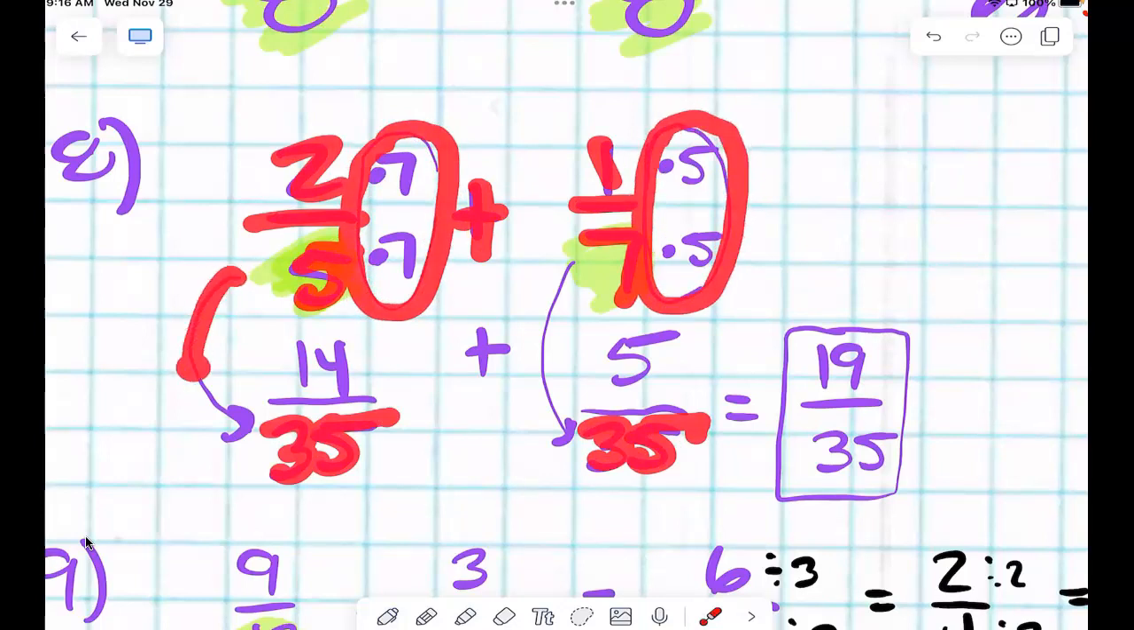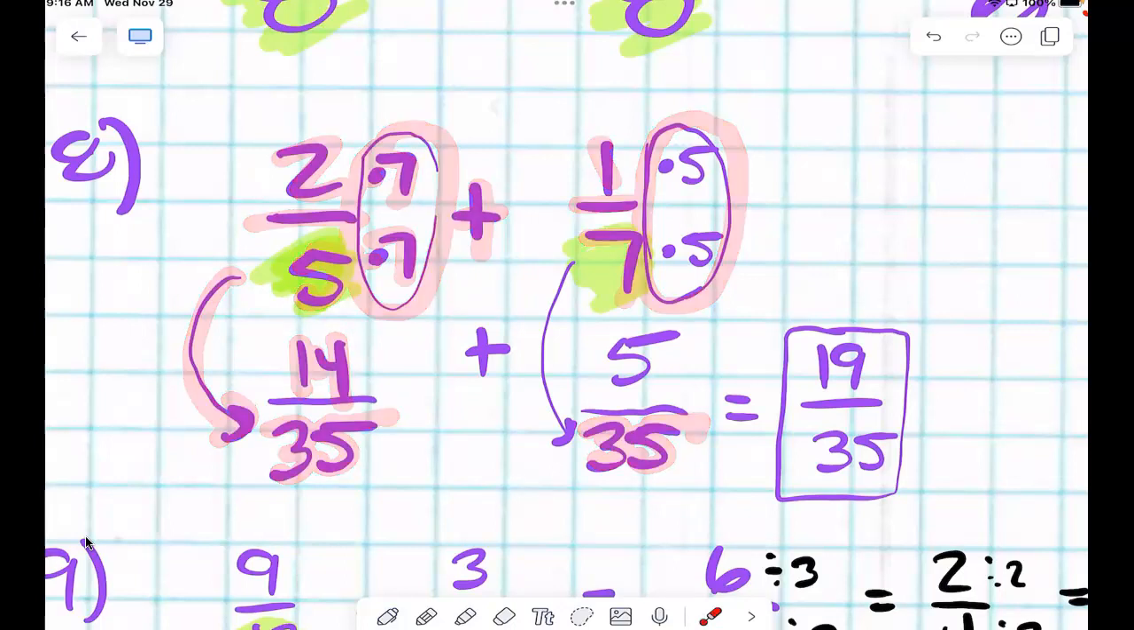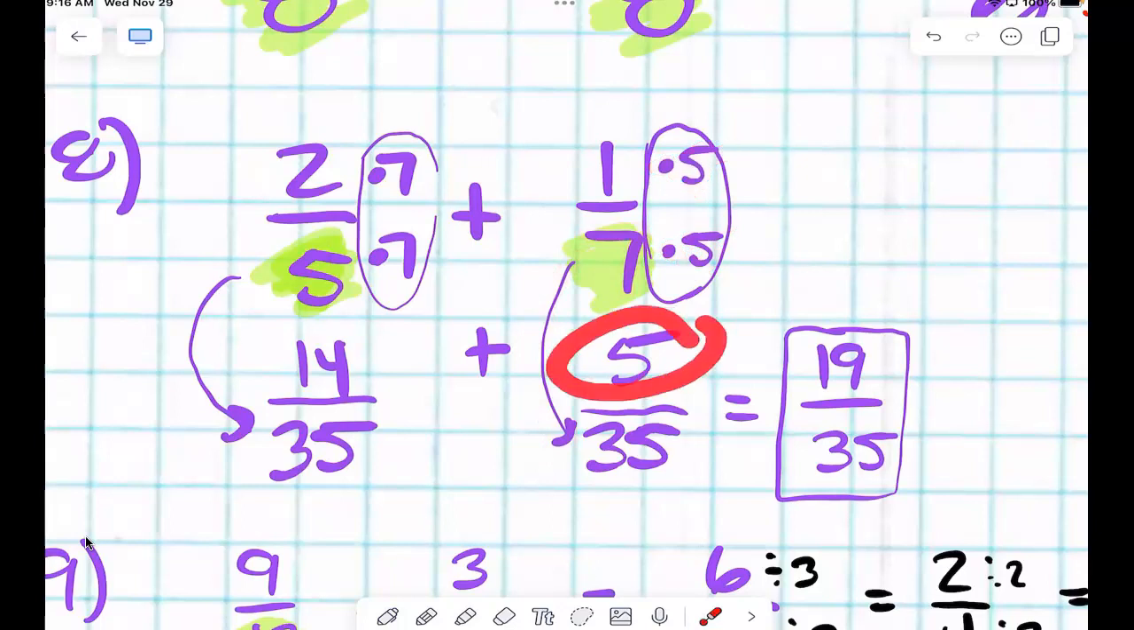And how do I get from 5 to 35? Times 7. If I multiply the bottom by 7, I multiply the top by the same thing. So what's 2 times 7? 14. And then what do I multiply this 7 by to get to 35? 5. What do I multiply the top by? 5. Now I have, so that's 5, right?